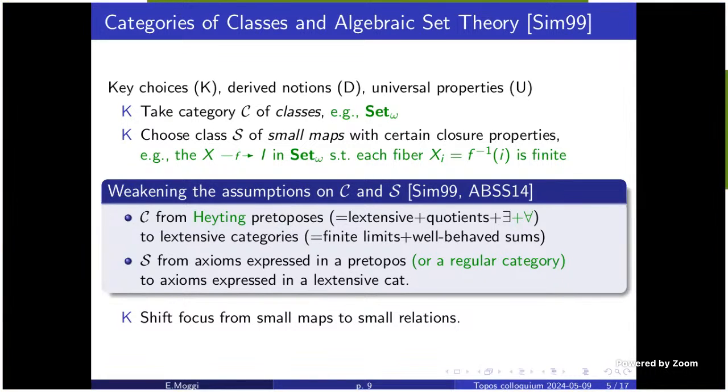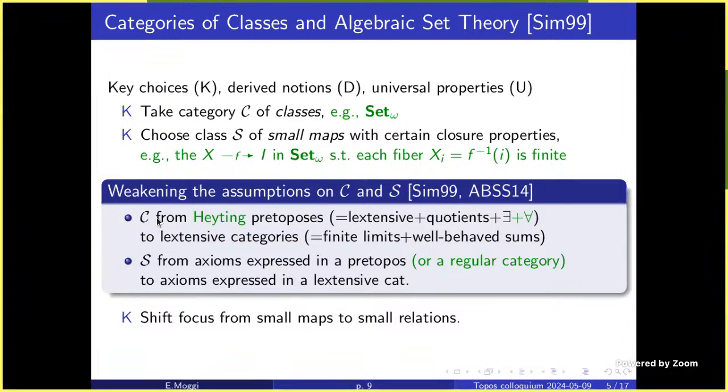the assumption on C. Usually the assumption is that it's a Heyting pretopos, which means that it's a category with finite limits, well-behaved sums, so it's extensive. It has quotients of equivalence relations, and it has existential quantification and universal quantification. So we have logic, a sort of first-order logic.